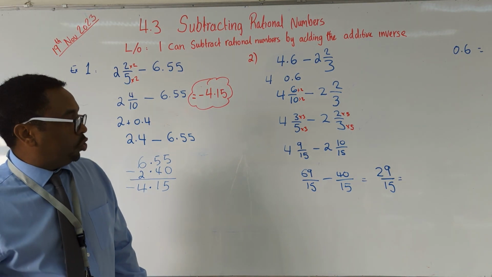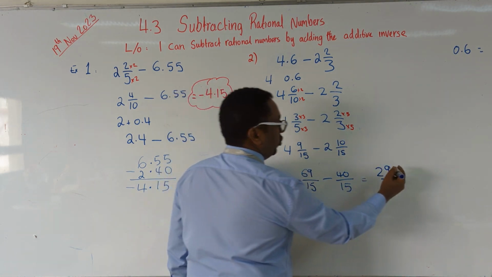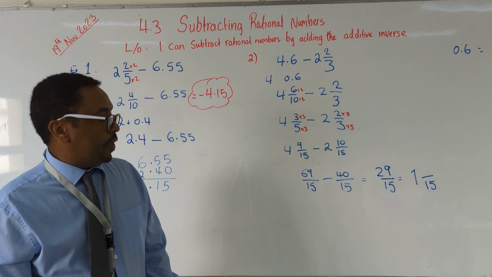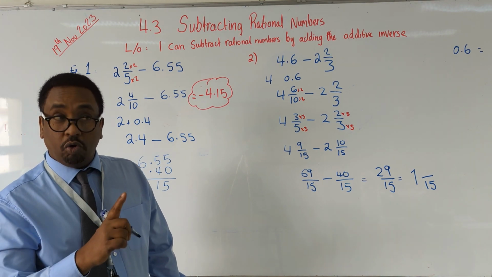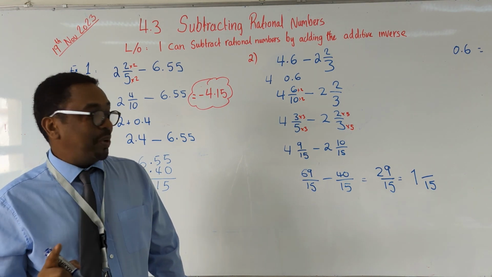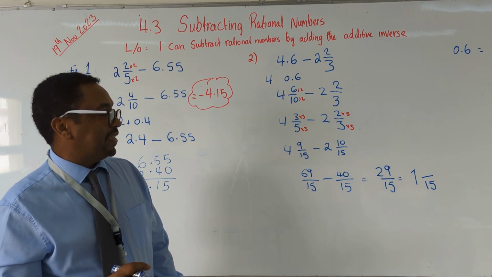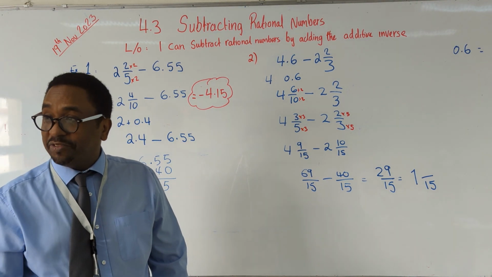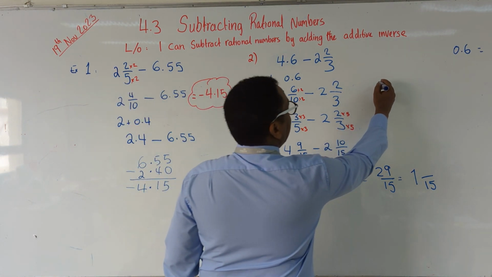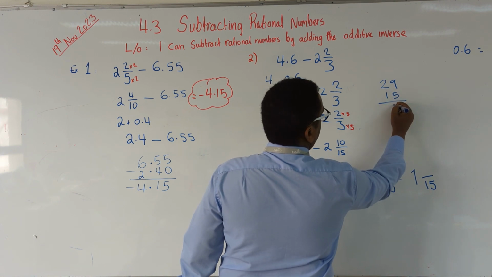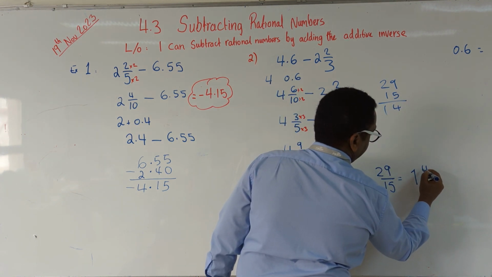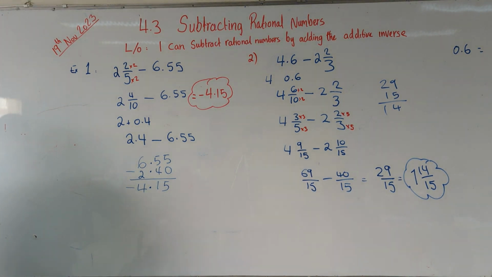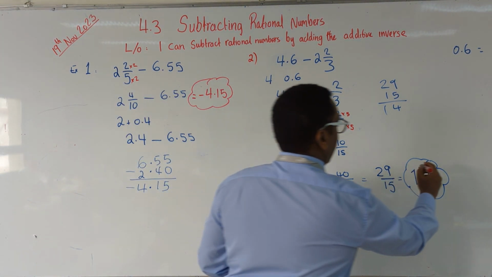It will be 1. It cannot be 2 because 2 would be 30. So we have 1. Okay? The denominator stays the same. But what's the remainder? What is 29 take away 15? 14. It's 14. We have 14 here. So this will be our final answer. Does that make sense, guys? Girls? Right. So this is the final answer and it's correct.